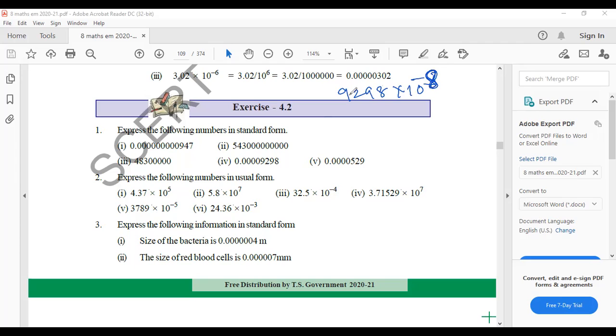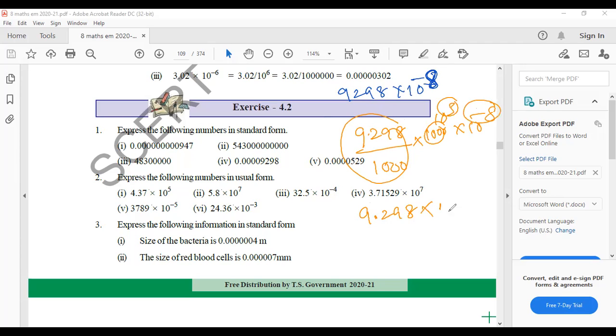If you want to write 9 point, the concept is simple. If you want to make it a point, what do you have to do? You require division by 1000. 9298, if you want to make it a point, you divide and multiply by 1000, into 10 to the power minus 8 which is already there. So this becomes 9.298. But 1000 means 10 power plus 3. 10 power plus 3 with 10 power minus 8 becomes 10 power minus 5 only. Clear? Okay.